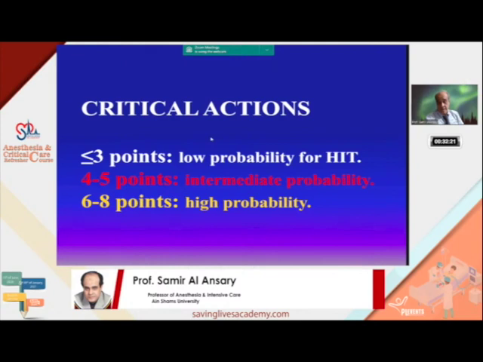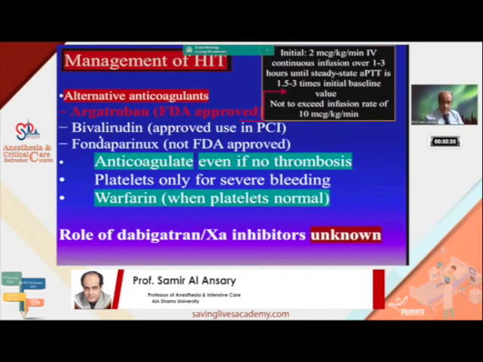You can't give heparin. Warfarin? Some ask, can I give warfarin? No, you can't give it, because warfarin will initially cause anti-protein C effect and decrease protein C, and so will expose to more thrombosis. You have to use argatroban, 2 micrograms per kg per minute IV, continuous infusion for 1 to 3 hours after the bolus.